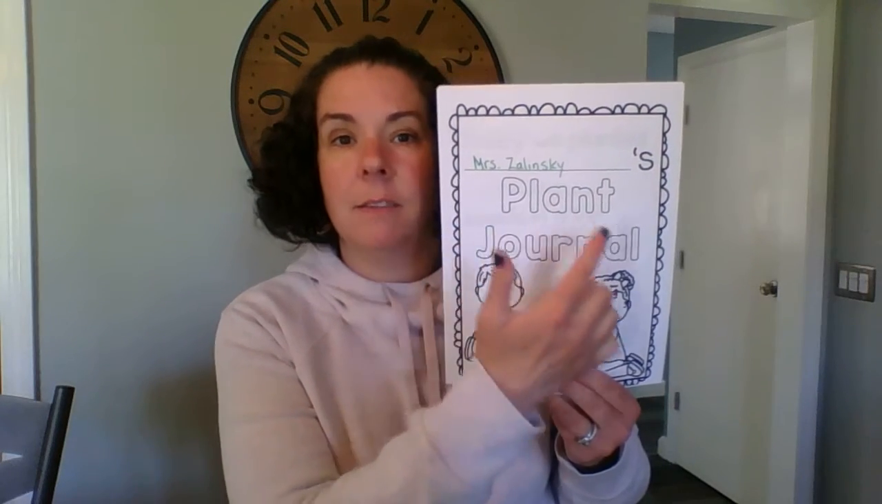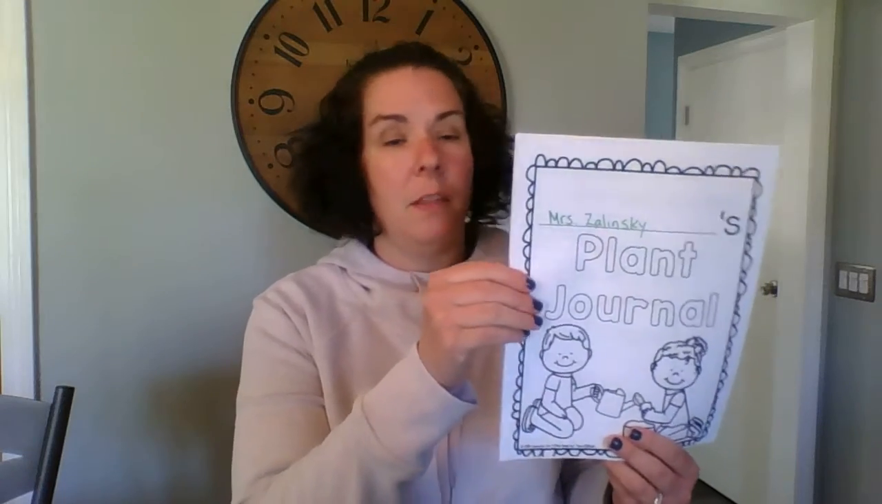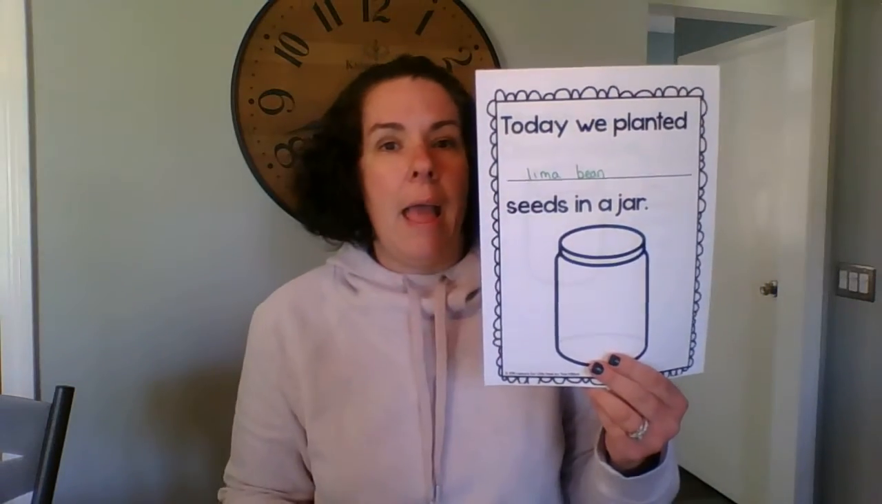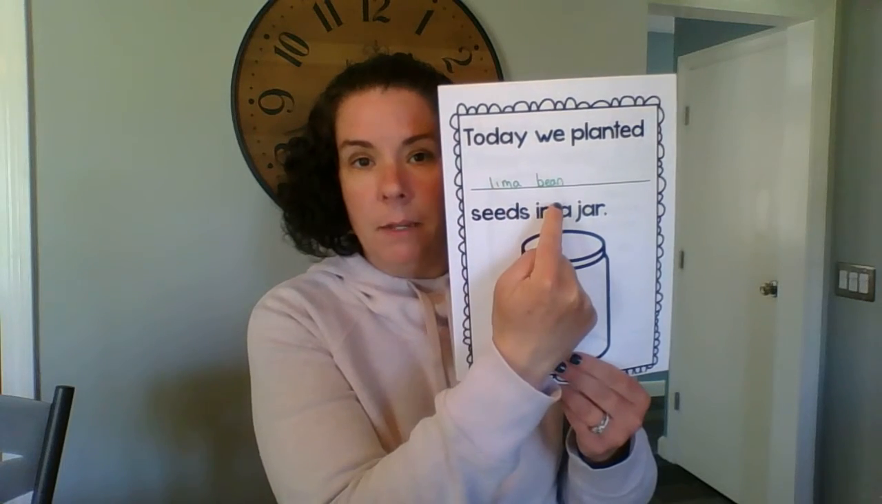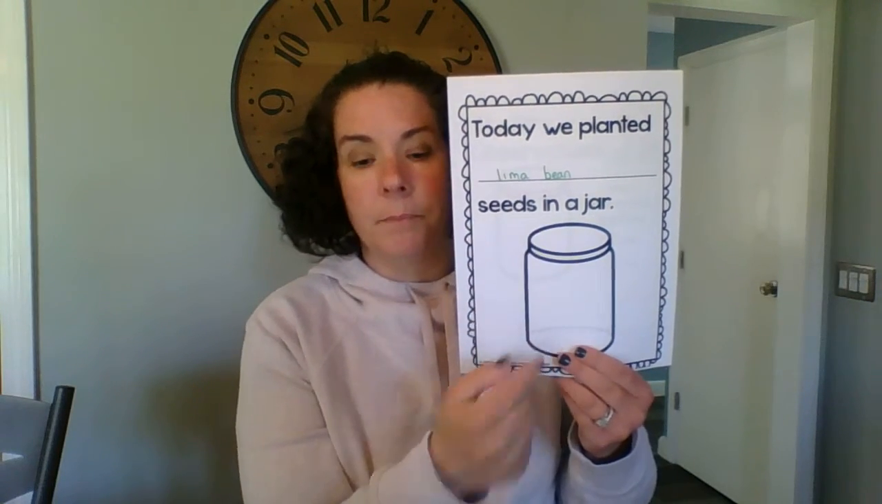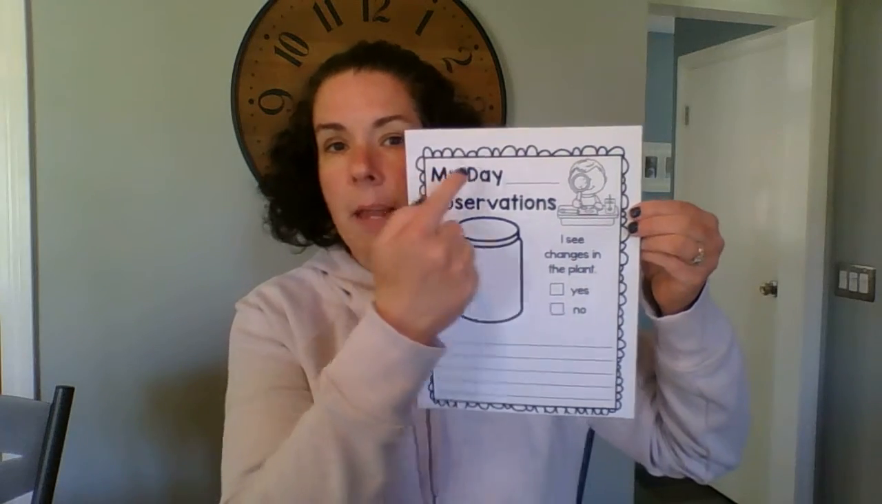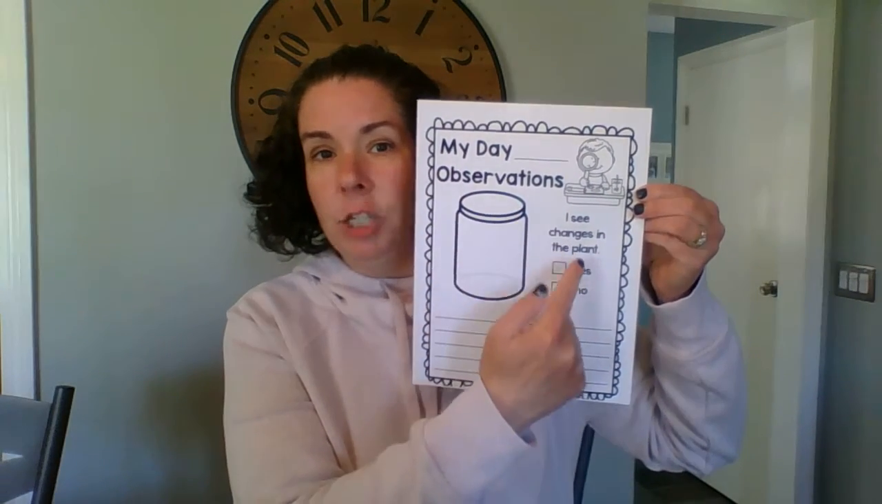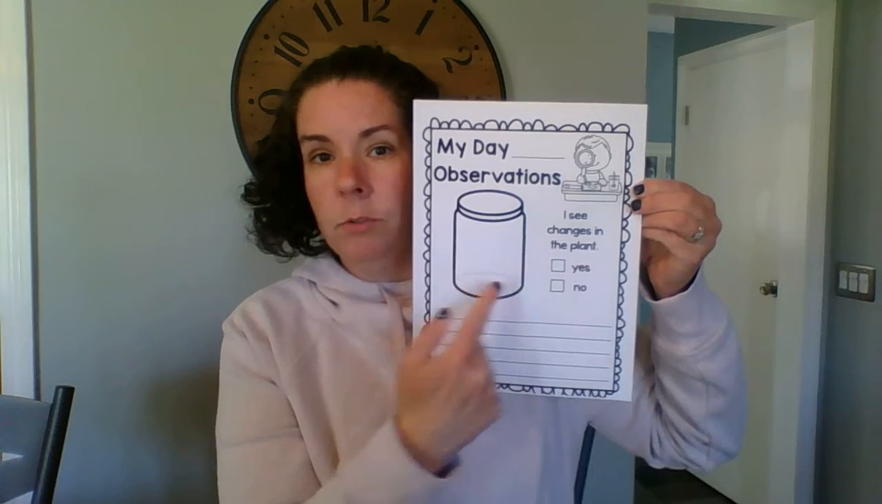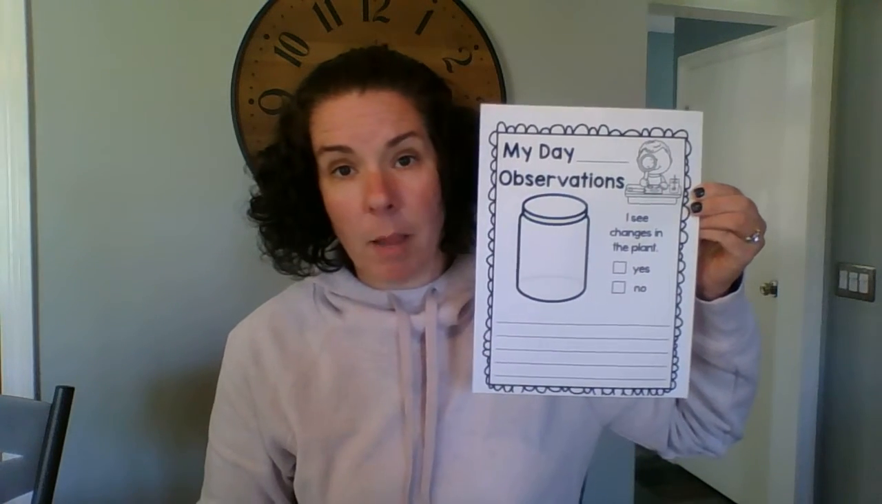And then I have a journal to go with that. It's called your plant journal. It's Mrs. Zielinski's plant journal. Put your name on it, obviously. You don't need to print this either. It's the same thing. You can use any notebook or paper to keep it, but this is an option. And you write, "Today we planted lima bean seeds in a jar." That's what we did. And then same thing here. My day 1 observation. I see change in the plant, yes or no. Draw a picture of what it looks like and write a sentence to describe it.